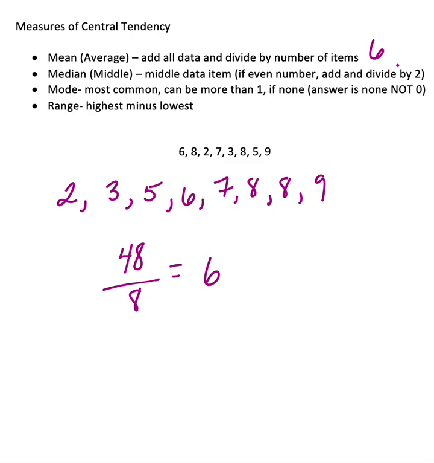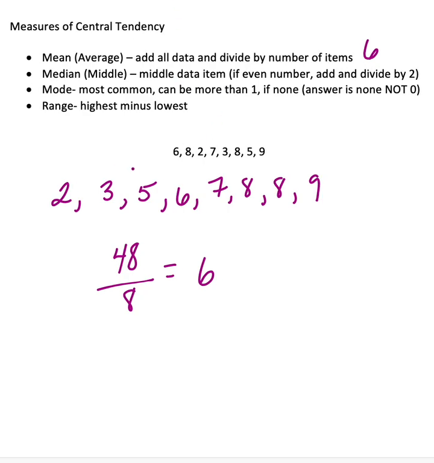The next one is the median. The median is my middle number, so I'm going to count in. I can go from 2, 9, 3, 8, 5, 8, and I have two middle numbers, the 6 and the 7. We could easily see that the median is going to be 6.5. But if not, we do 6 plus 7, and then we divide by 2, giving us 6.5.